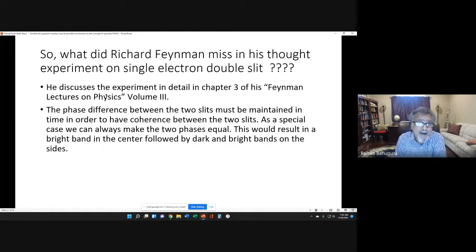So what did Richard Feynman miss in his thought experiment on single electron double slit? He discusses the experiment in detail in chapter 3 of his Feynman Lectures on Physics, volume 3. Now, we have to remember that the phase difference between the two slits must be maintained in time in order to have coherence between the two slits. Okay. Basically, that's the definition of coherence, right?